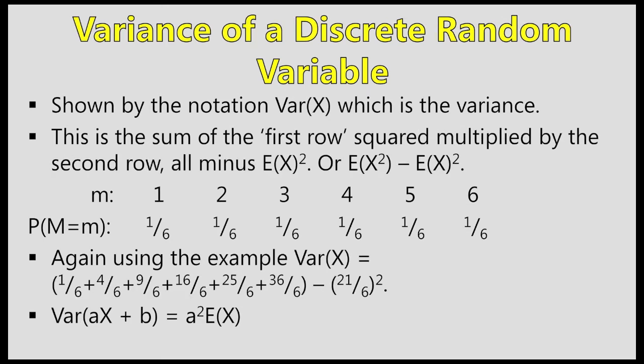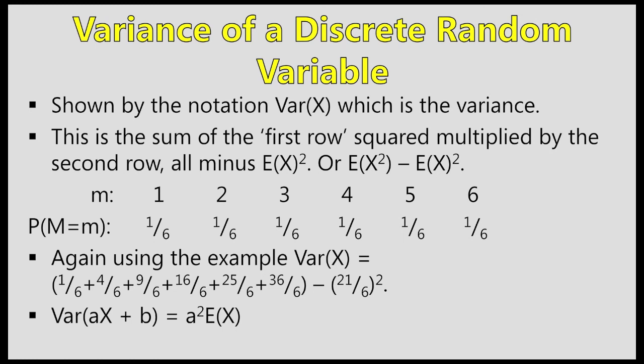Variance, so notation Var x, which is variance. This is the sum of the first row squared multiplied by the second row, all minus the mean squared. So it would be 1 times a sixth, 4 times a sixth, 9 times a sixth, all added up, minus whatever the mean was squared. And the rule for Var of ax plus b in the brackets is you just ignore the b and square the a and times it by the Var x. That should say Var x and not E of x.